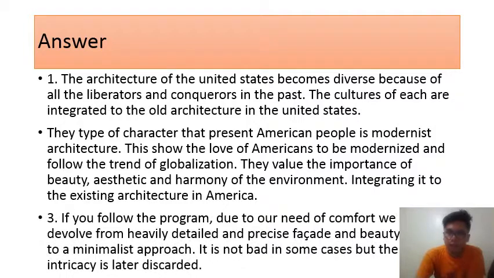And lastly, for the third question, if you follow the program, due to our need of comfort, we started to depart from heavily detailed and precise facades and we returned to a minimalist approach. It's not bad in some cases, but the art of intricacy is later discarded.